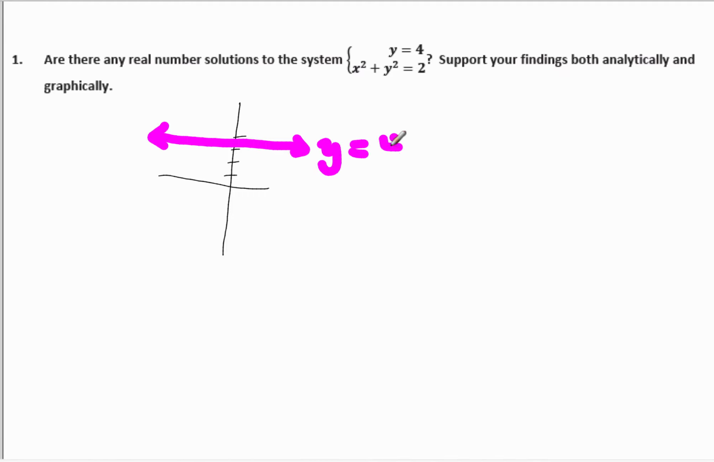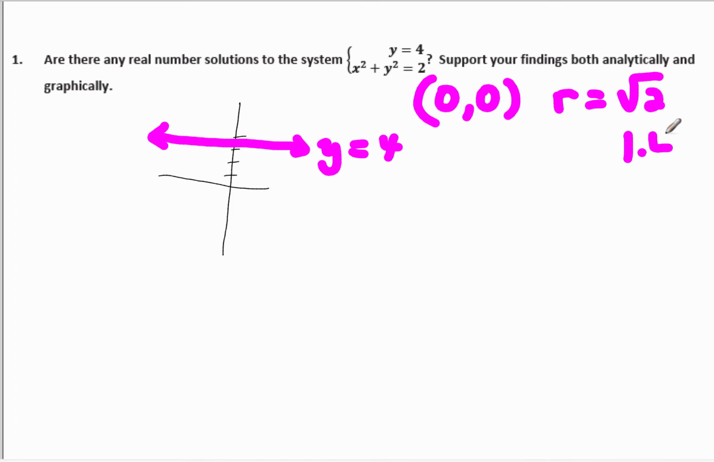And then we have a circle whose center is 0, 0, and has a radius of the square root of 2. Well, the square root of 2 is approximately 1.4. So that means I'm going to be at 0, 0, and I'm going to go up 1 and 0.4. So from my picture, it doesn't look like it would cross.